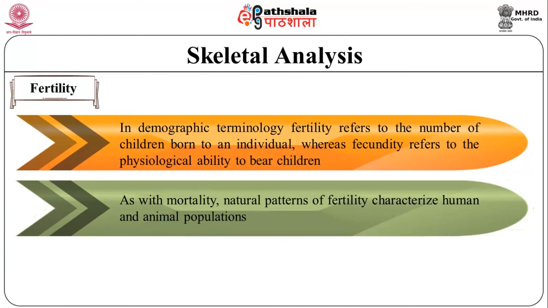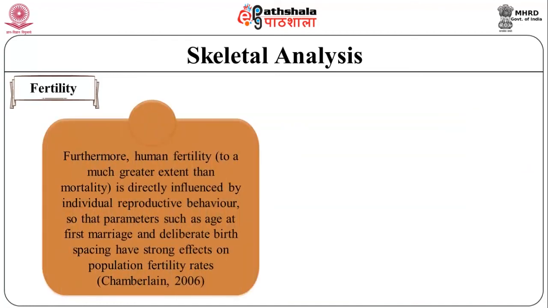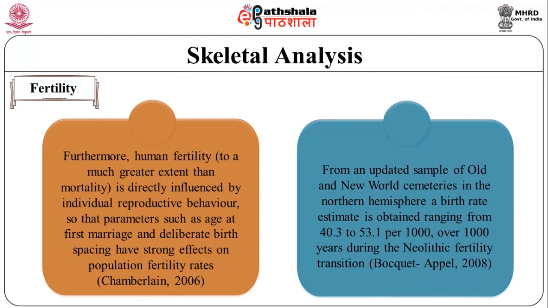As with mortality, a natural pattern of fertility characterizes human and animal populations. However, whereas mortality has the potential to affect all sectors of a population, births are confined to those individuals who are fecund. Furthermore, human fertility, to a much greater extent than mortality, is directly influenced by individual reproductive behavior, so that parameters such as the age of first marriage and deliberate birth spacing have a strong effect on the population fertility rate. From an updated sample of the Old and the New World cemeteries in the Northern Hemisphere, a birth rate estimate is obtained ranging from 40.3 to 53.1 per thousand over 1000 years during the Neolithic fertility transition.